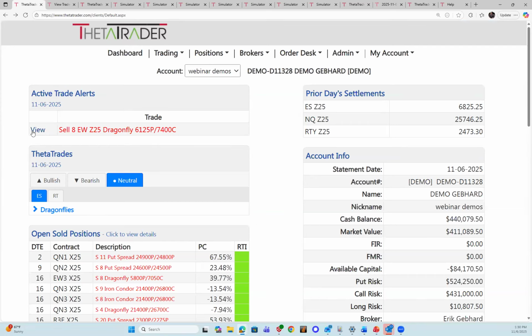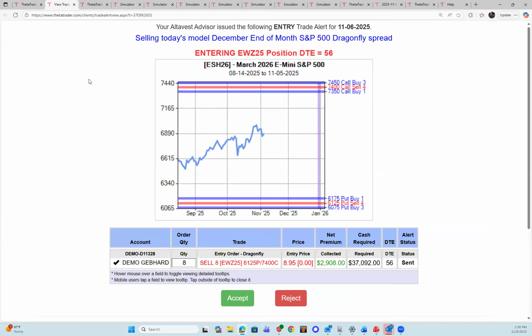Now, you see this here, view the active trade alerts. So we're going to do that right in here. And here's a trade alert that came out today for the Dragonfly. This is the December end of month S&P E-mini Dragonfly spread, has 56 days till expiration. So this is what an alert would look like if you receive it on your dashboard or email or phone. And you'll notice the Dragonfly structure, again, selling the 4 calls, buying the 3 for protection, and buying 1 further closer to the money for additional protection. And then the same structure with the puts.